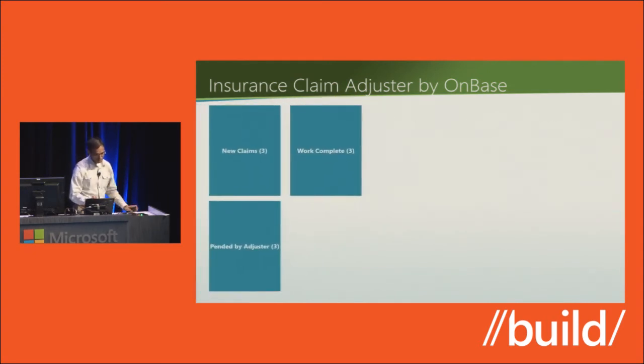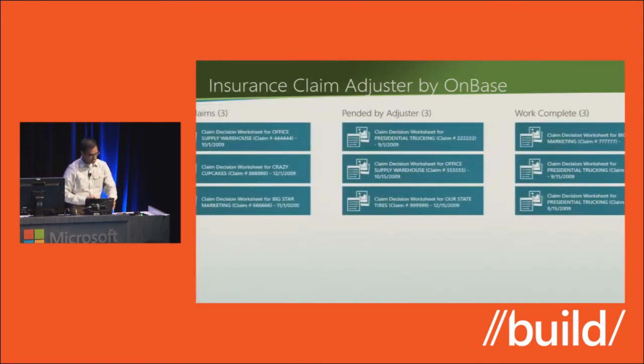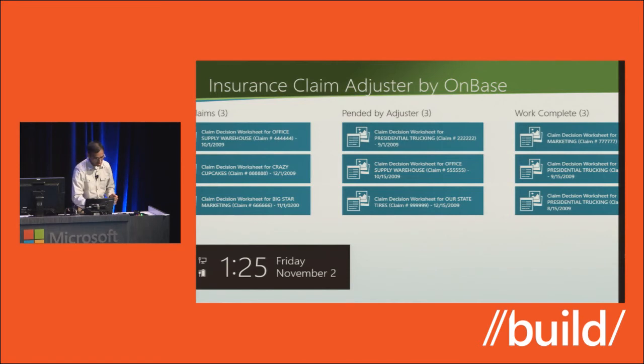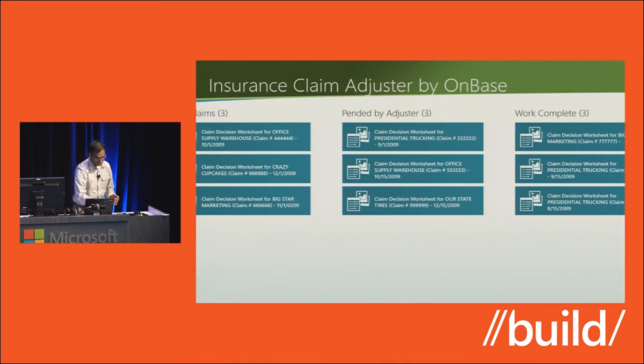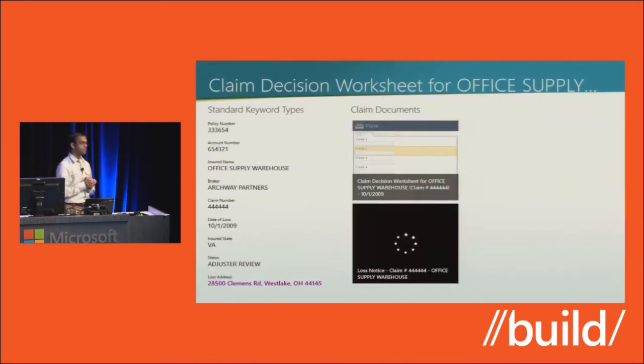Semantic zoom absolutely works great. And this is essentially a workflow. New claims, pended by adjuster, work complete, and then move forward. So I come into the new claims, and search, etc. Search charm works great. I'm not going to show that. I'm going to actually go into one of these claims.